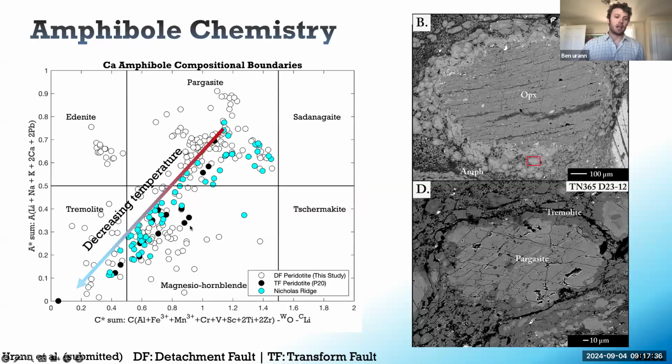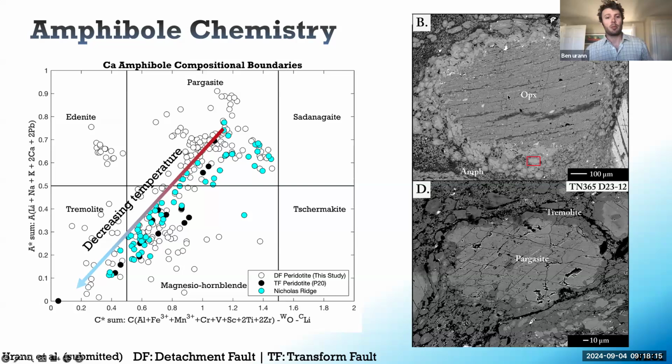And on here, I've plotted detachment fault samples, which are the rocks I just showed you from 45 East, in the white circles. In the black circles, I'm showing data from Pridgeon et al., which was from transform fault mylonites from the Shaka and Prince Edward oceanic transform faults. And the teal circles are some data from the Nicholas Ridge, which I'll talk about a little bit later. But what you can see here is this down temperature trend, which is consistent with exhumation of these samples along detachment faults. And on the right, I'm also showing some textural observations from these samples.